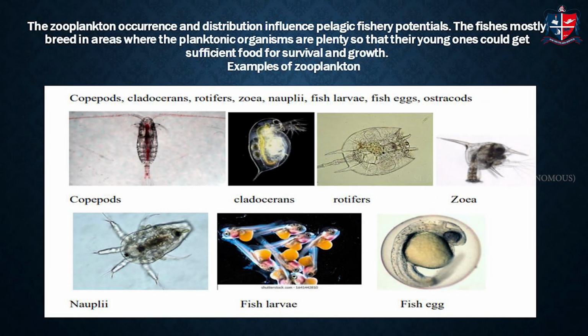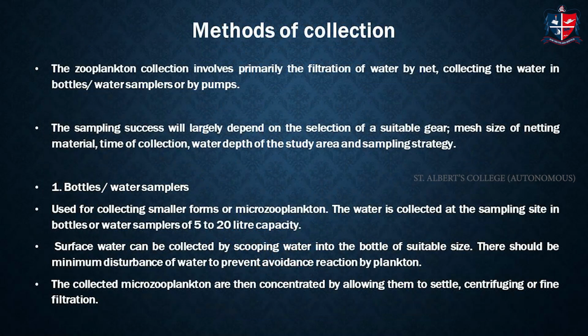These are the examples of zooplankton: copepods, cladocerans, rotifers, zoea, snowfly, fish larvae, fish eggs also come under zooplankton. Then, about the methods of collection.